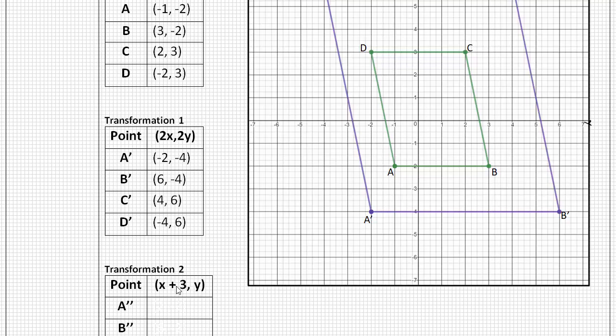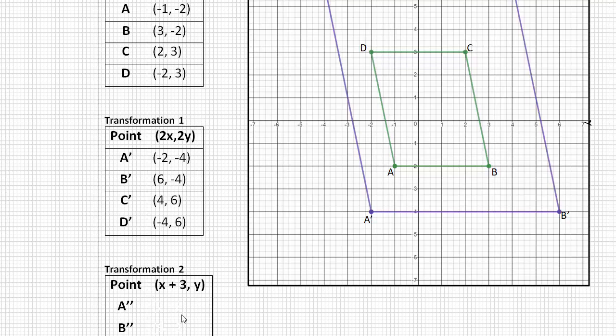Well, x plus 3 means we're going to take each of the x part of these coordinates and we're going to add 3 to get the new x coordinate. But notice that nothing is happening to the y part of the coordinate, so we're going to leave the original y the same. Since this is our second transformation, we're calling this A double prime. This is the second time that we have changed point A. And we'll do that for B, C, and D as well.